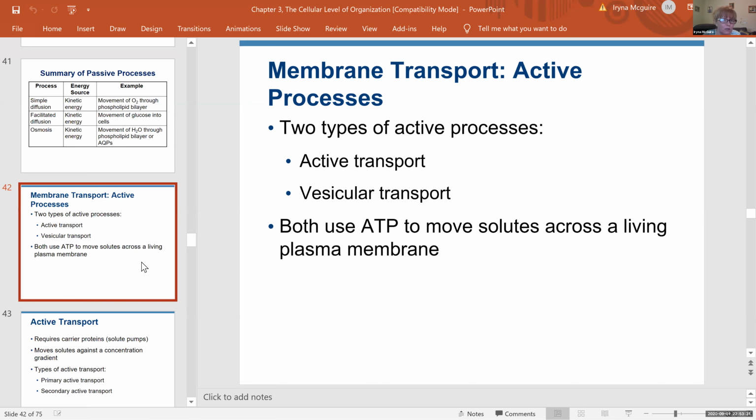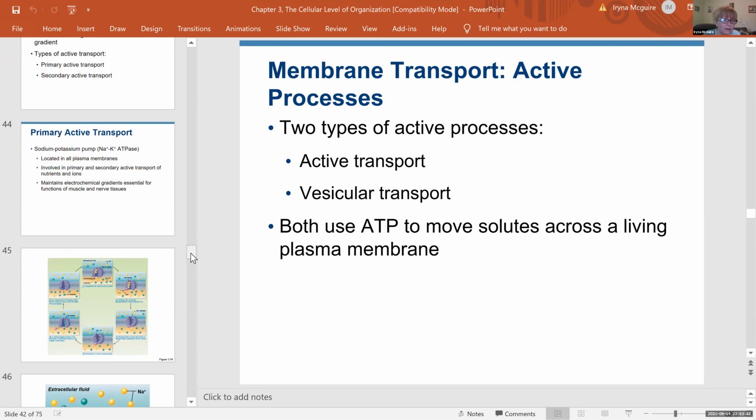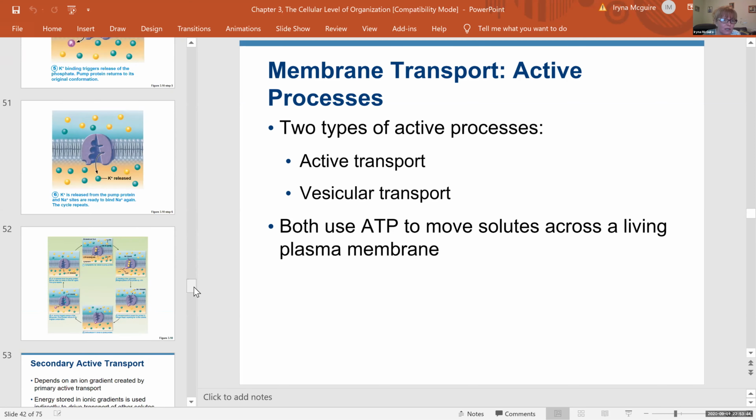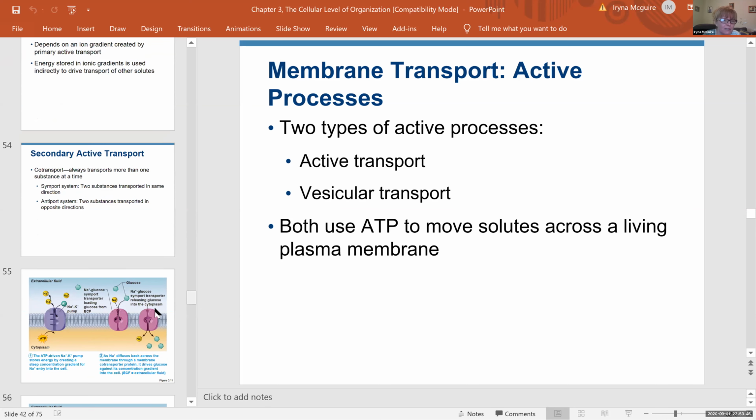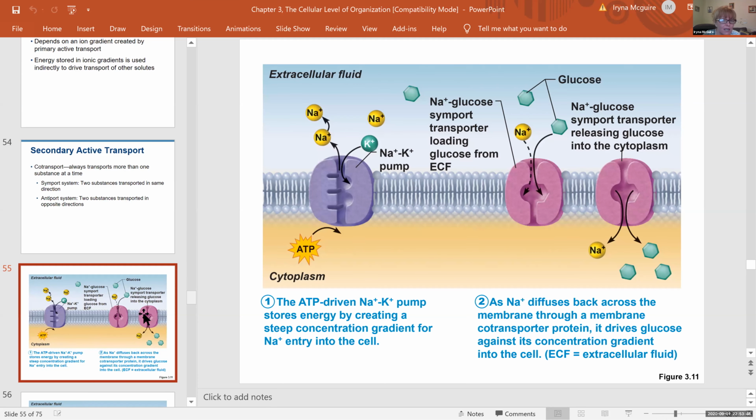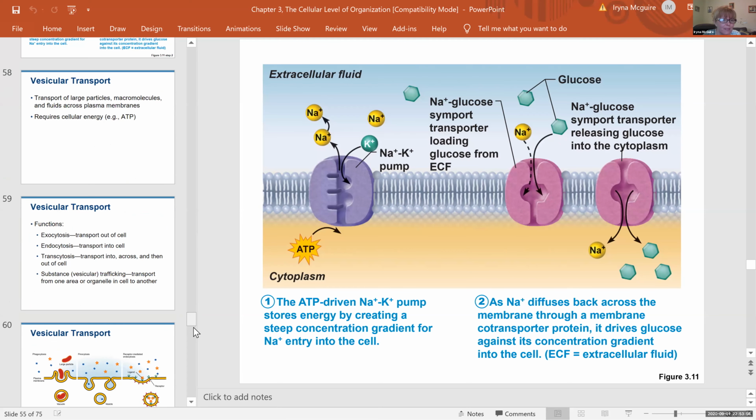And when we're talking about active transport, we have active transport and vesicular transport. Both require ATP. In active transport, we have two types: primary active transport and secondary active transport. And secondary active transport can be symport or antiport, right? So that's kind of the summary.